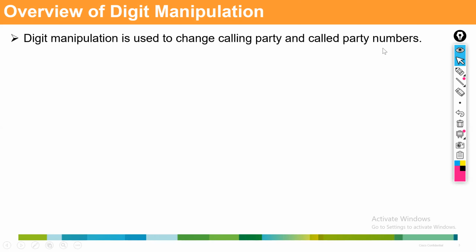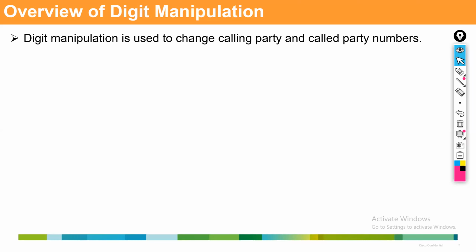What is the calling party? The source is the calling party. Who is initiating the call is the calling party. And the number you are trying to dial, to whom you want to connect or reach, that's the called party. So you have the concept of ANI and DNIS, right? For the calling party, we call it ANI, automatic number identification, and DNIS, dialed number identification service, is the called party. If you want to change this calling number and called number, we use digit manipulation.